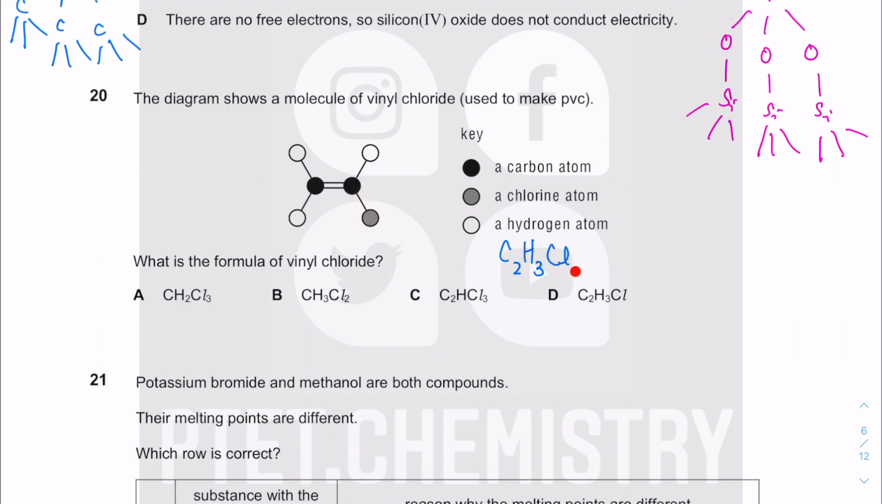1 chlorine, so that's why I don't write the 1 there. C2H3Cl. C2, so this is C1, this is C2, H3Cl. So here there's only 1 hydrogen there. That is wrong.